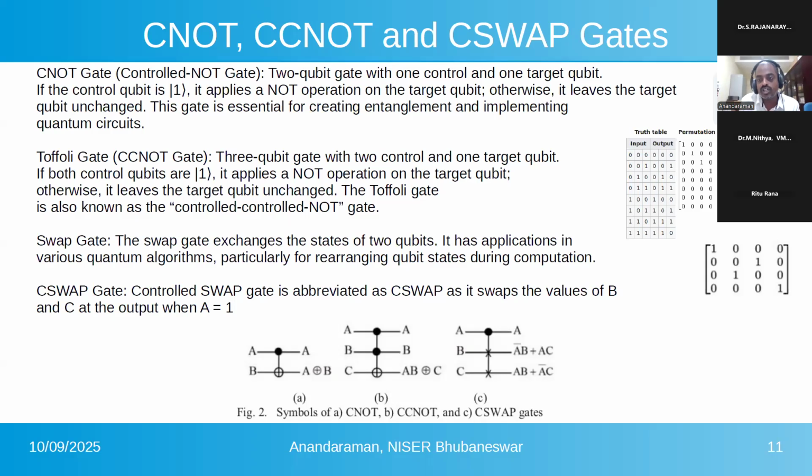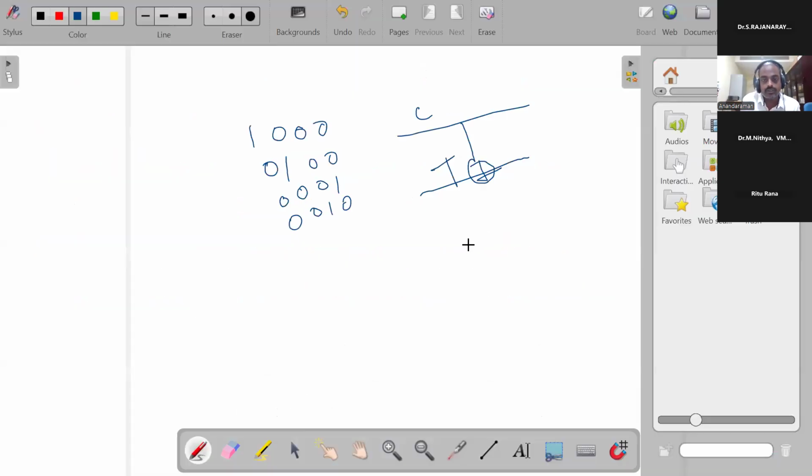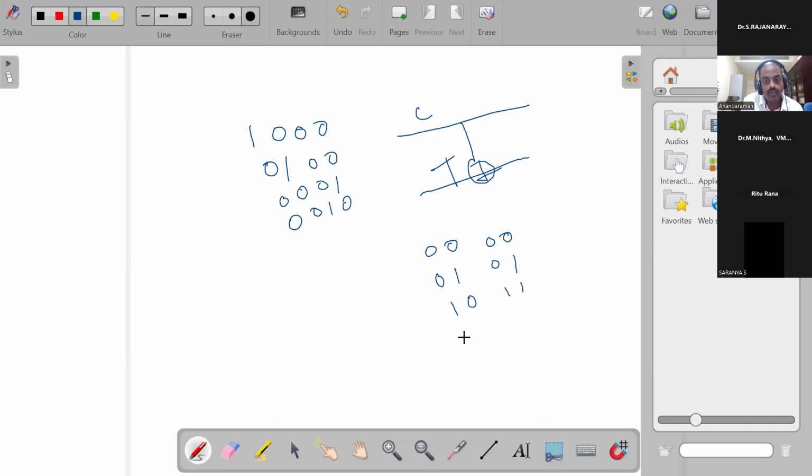This is a permutation matrix. Okay. This is not a truth table. This is a permutation matrix. So here only for 0 0, it is 0 0 only. For 0 1, 0 1 only. For 1 0, it is 1 1. For 1 1, it becomes 1 0.